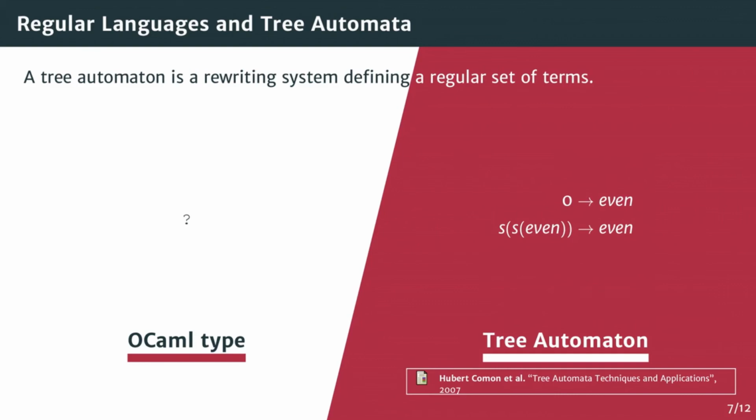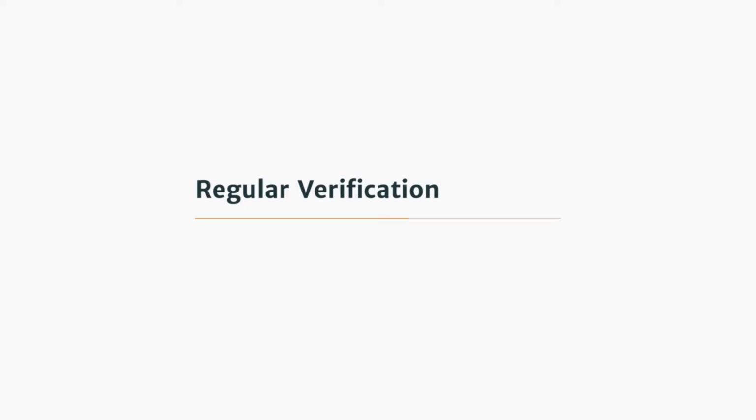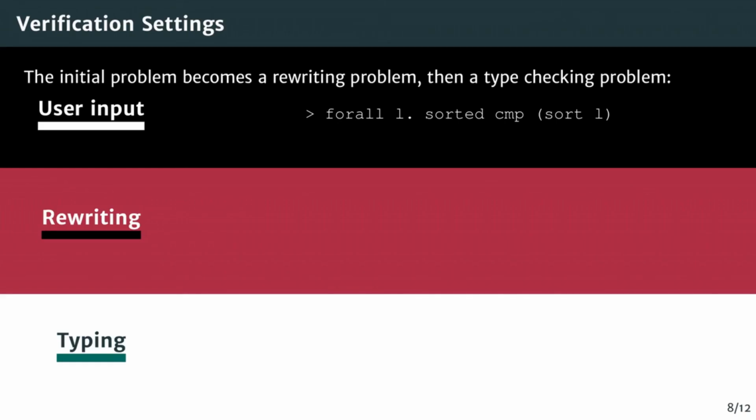Tree automata can even represent regular languages that are not possible to define in OCaml. For instance, here is the tree automaton recognizing even numbers. This can be seen as a subtype of int. In our case, we call it a regular language type. Now that we are familiarized with rewriting systems and regular language types, let's dive into our verification technique.